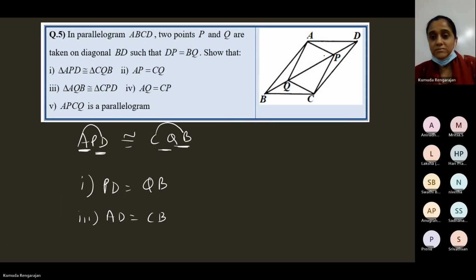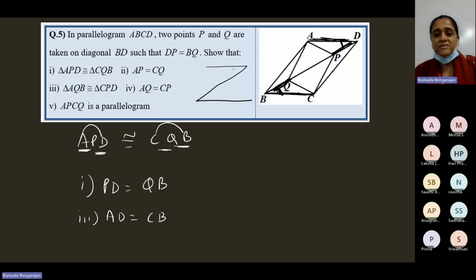So which is the angle included between PD and AD? This one only. And which is the angle included between the sides QB and CB? This angle. Now see here, does it make a Z? Are the angles in the Z? Then they are alternate angles, because this is parallel to this.